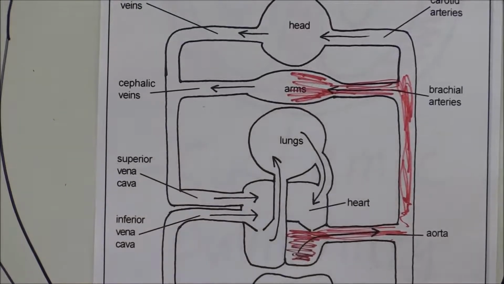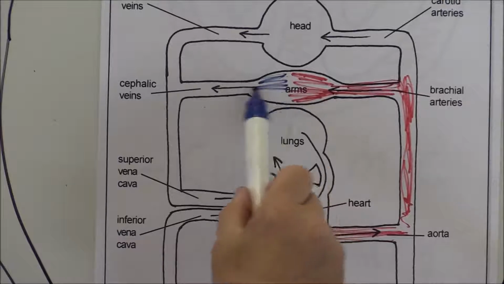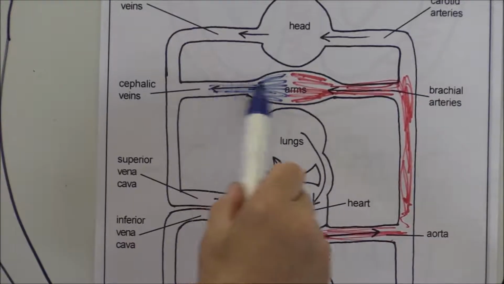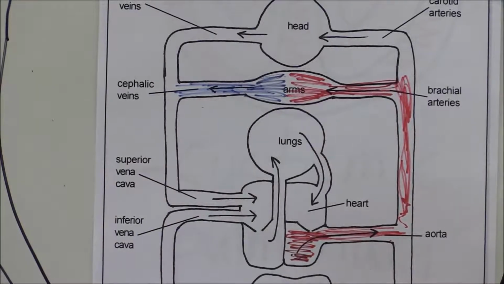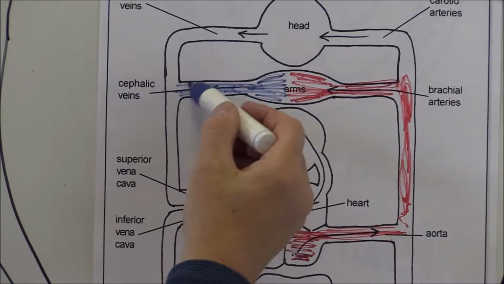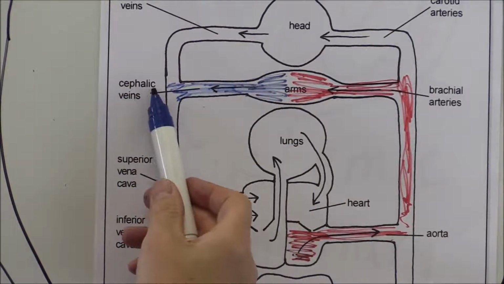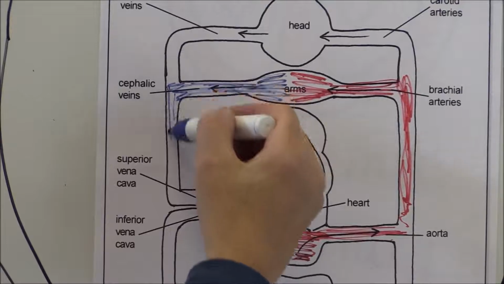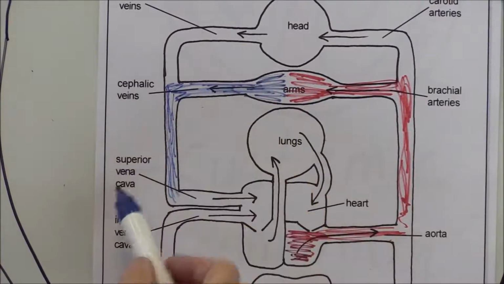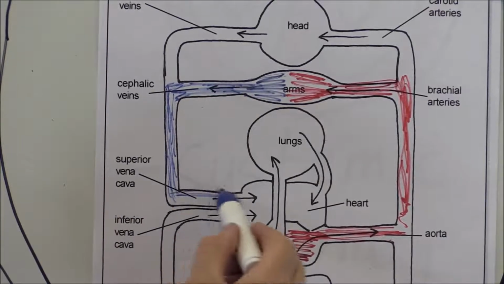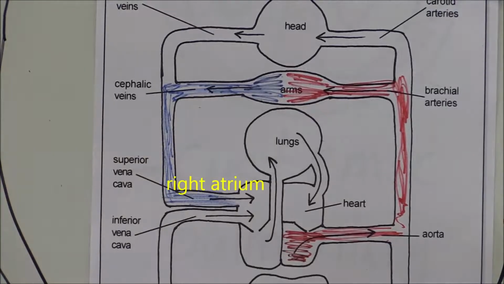Of course, as that goes through the tissues, it will give up its oxygen and become deoxygenated and will drain as dark red, partially deoxygenated blood into the veins. We notice one of the large veins in the arm is called the cephalic vein, and that is eventually going to drain back into the superior vena cava to go back to the right atrium.